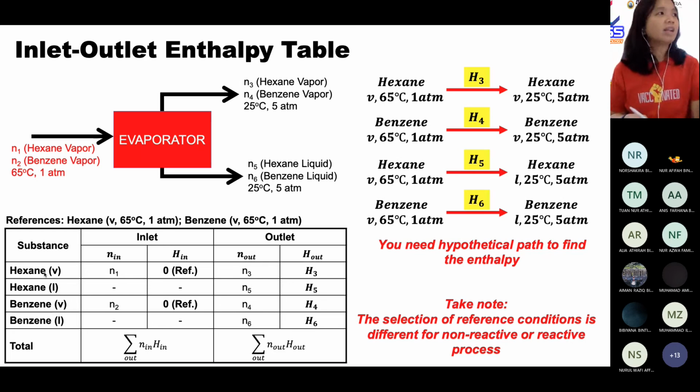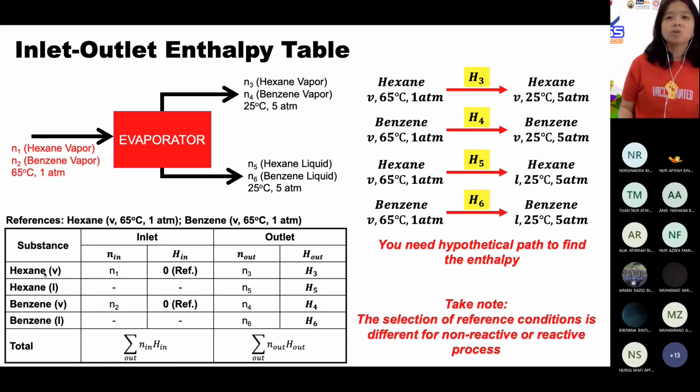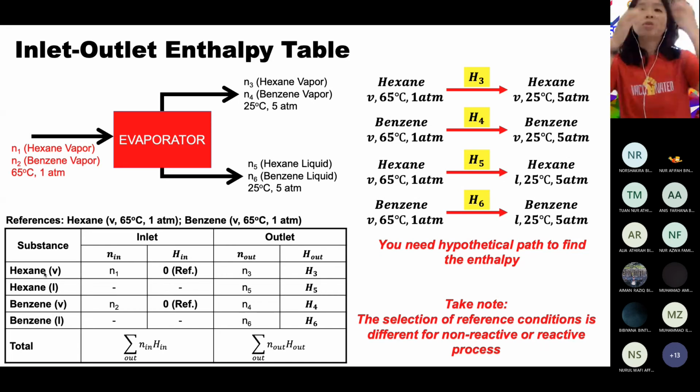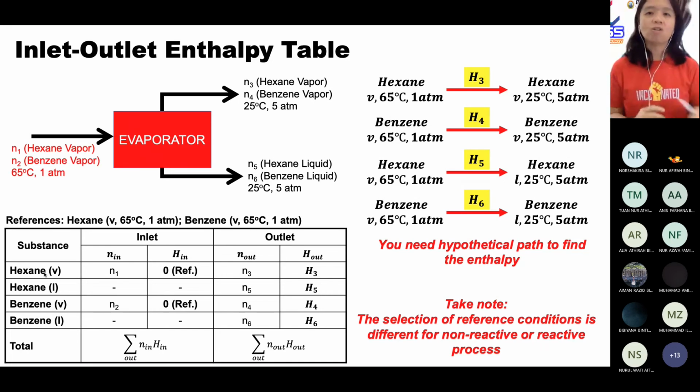Okay, so kamu kena tengok. Katakan dalam case ni, hexane and benzene exist in liquid and vapor, right? So each of the compound tu akan ada row yang berlainan. Hexane vapor, hexane liquid, benzene vapor, benzene liquid. So kalau compound tu wujud dalam dua fasa yang berlainan, make sure that you have different row for it. Okay, so kamu tak boleh buat benzene tu satu row saja. Jadi kalau wujud dalam fasa berlainan, dia kena ada row yang berlainan.